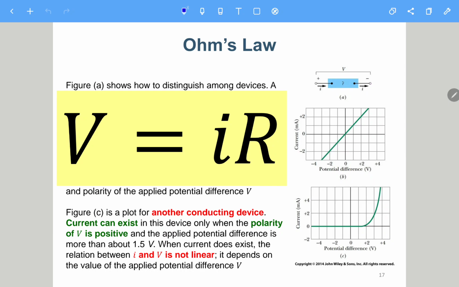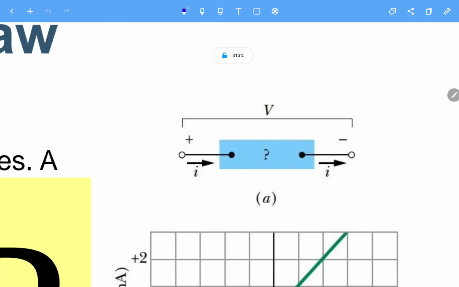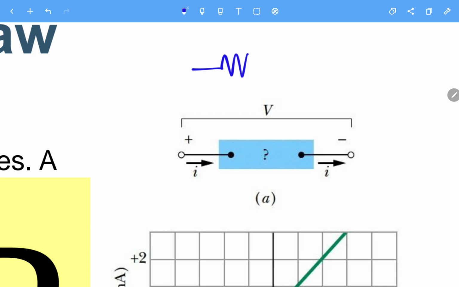Next is Ohm's Law. Ohm's Law is very trivial. It is nothing but V equals IR, so I don't try to mention too much, but I will mention a bit. This is a resistor. Usually in the circuit diagram, we draw it like this for a resistor, and denote it as R.